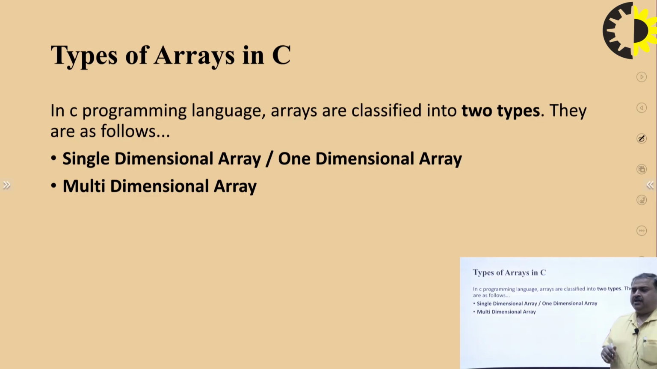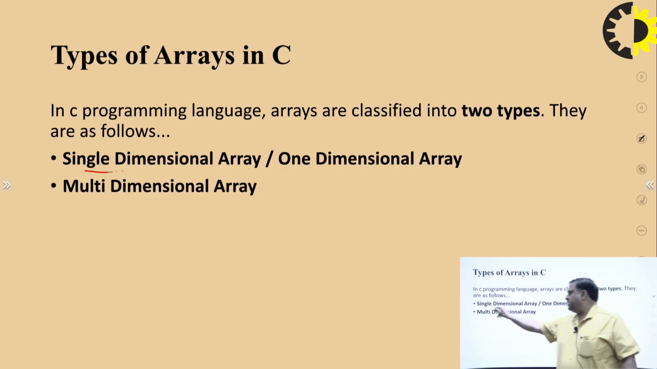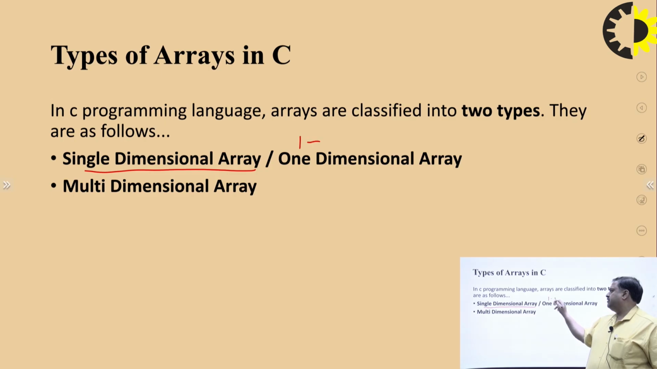Okay. So as far as the types of arrays are concerned, in the C programming language, in a broad sense, we can categorize them into two types. One is the single dimensional array or 1D array, that is a vector-like entity. All elements are stored in a sequential order.